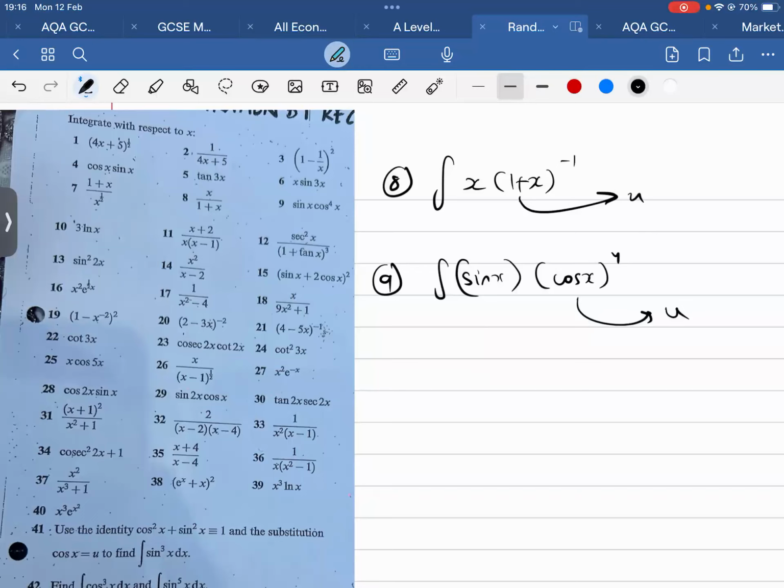Also, in question 4, it was cos x, sin x. Both of them were the power 1, so any of them are fine, so I just made that u. And also, when you differentiate sin x or cos x, it becomes the other thing, so it will cancel out beautifully. Can you try number 9?